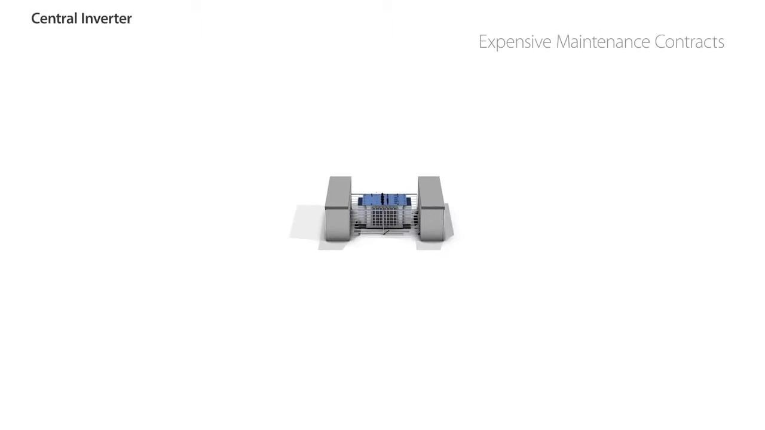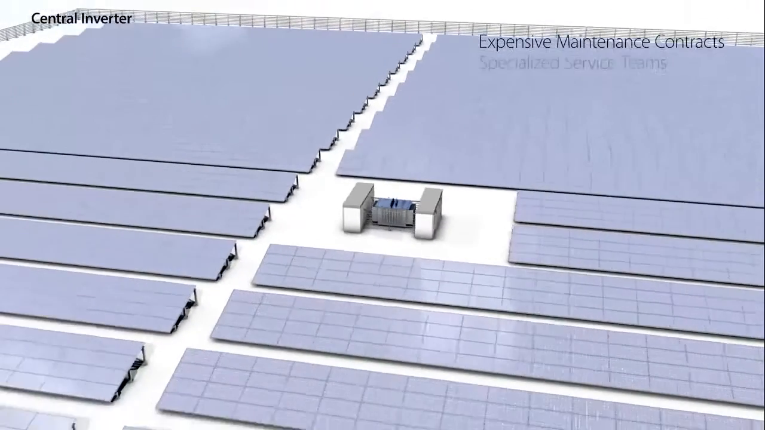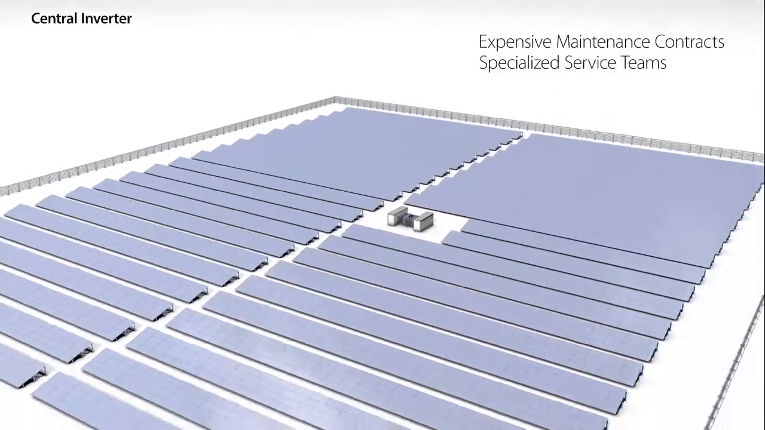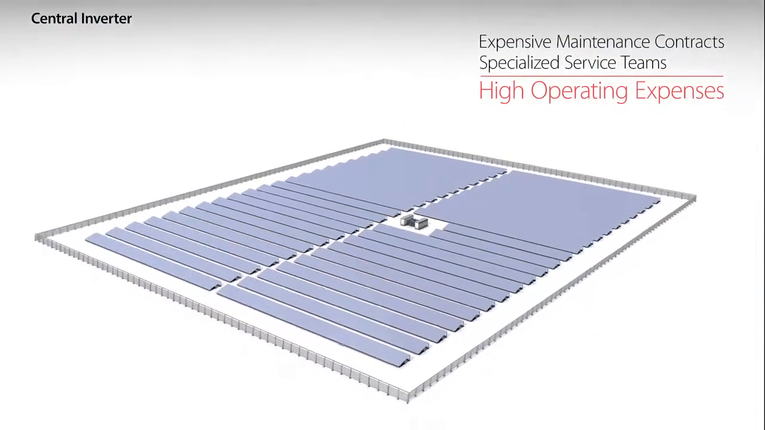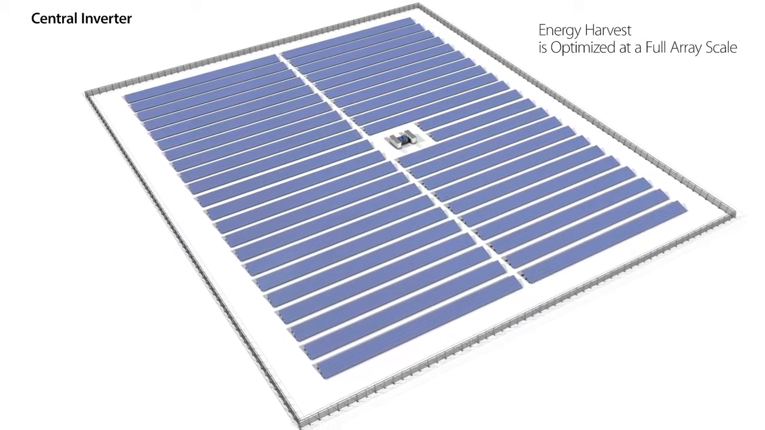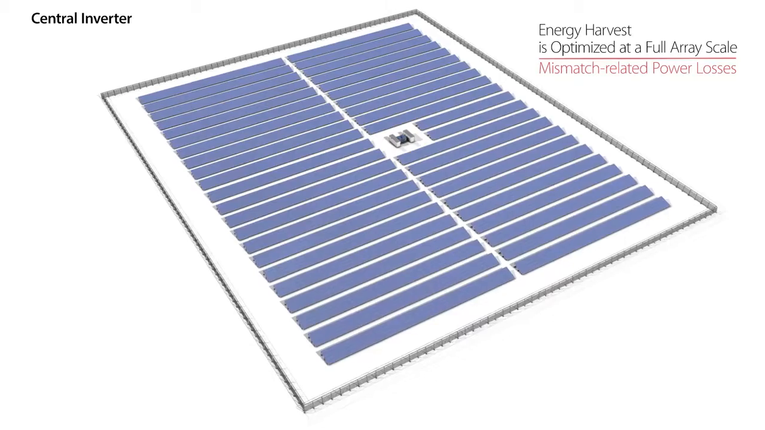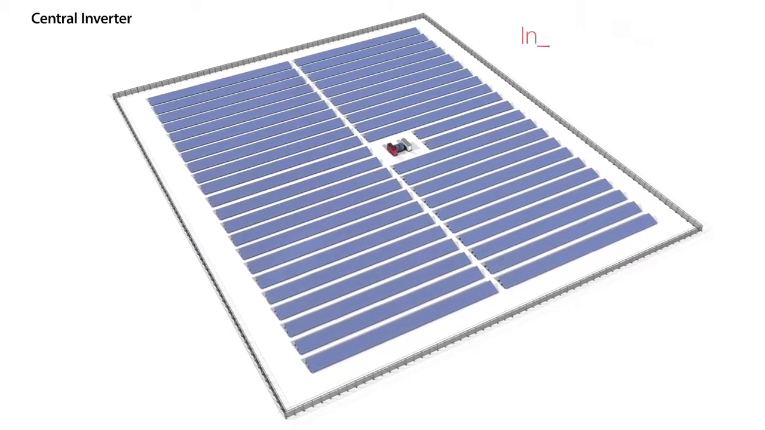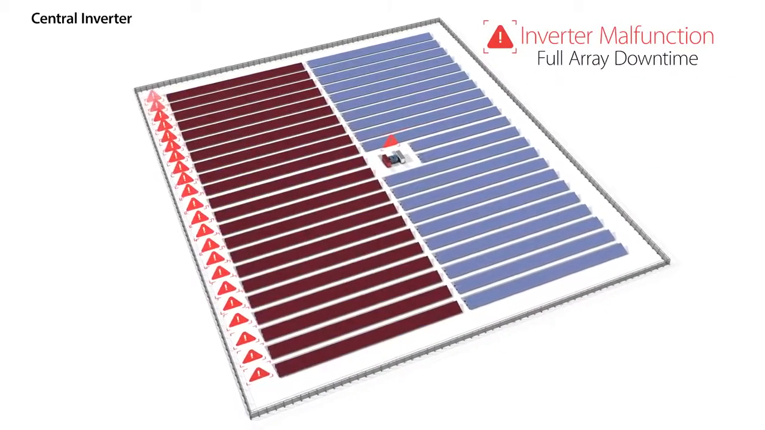Let's first take a look at central inverters. Central inverters have expensive maintenance contracts and can only be serviced by specialized teams. This leads to high operating expenses. In addition, energy harvest is optimized at a full array scale, leading to mismatch-related power losses, and every inverter malfunction results in full array downtime.